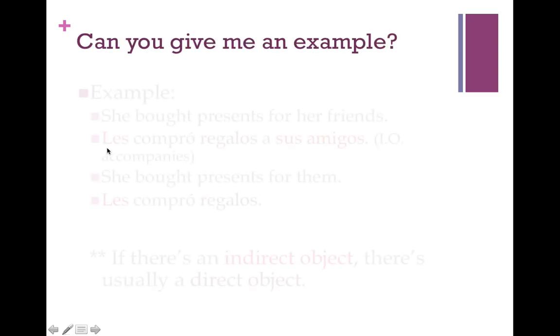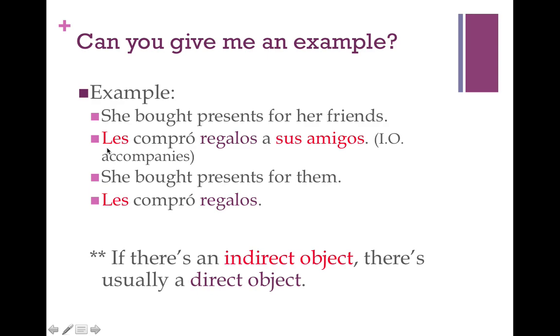Okay, so let me give you another example of what we're talking about here. She bought presents for her friends. Les compró regalos a sus amigos. If I'm looking at the English, she bought presents for her friends, what's the action? Bought. What did she buy? Presents. This is our direct object. Who did she buy them for? Her friends. And that's going to be your indirect object.